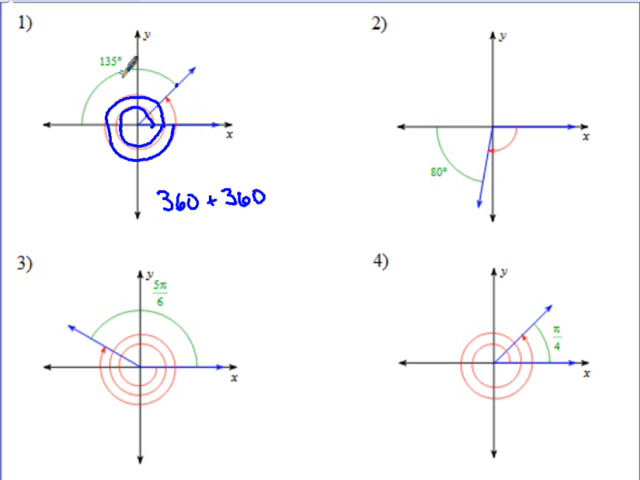They tell me that from here to there is 135. So I have to figure out what this missing piece is. Well, if this is 135, if I went all the way down back to the x-axis, that would be 180, right? So 180 minus 135 would give me this little missing piece.